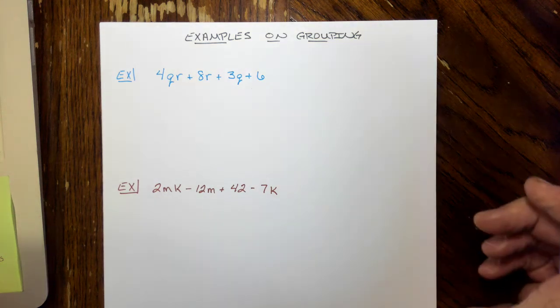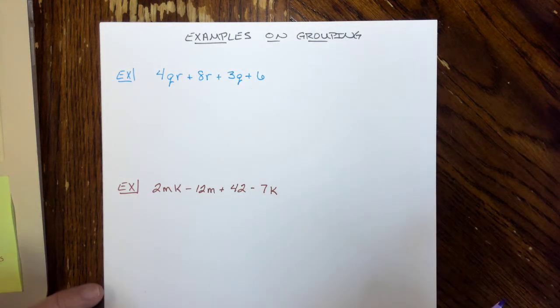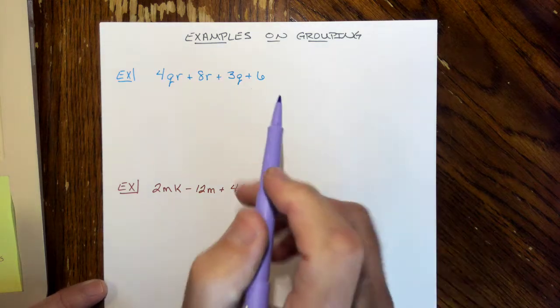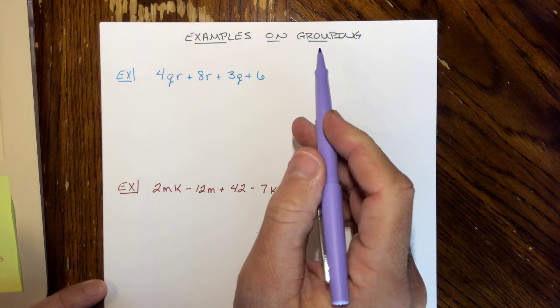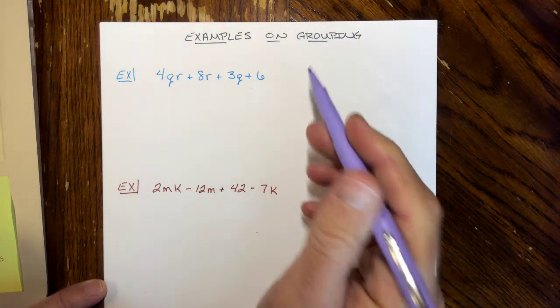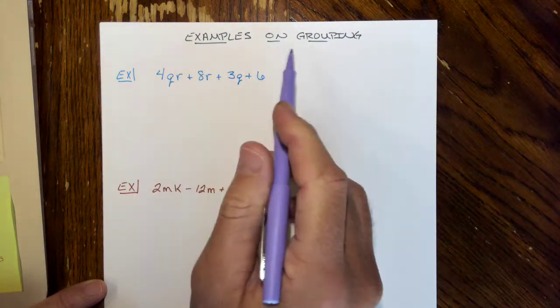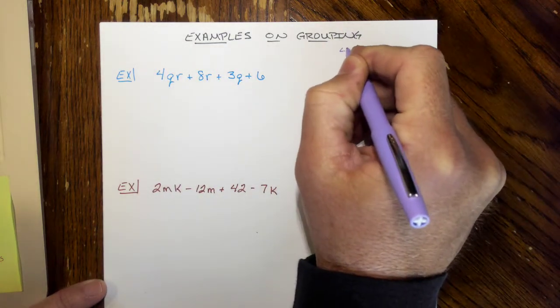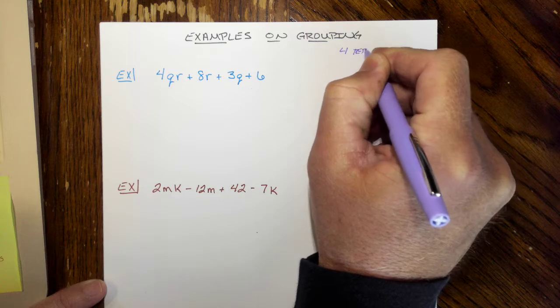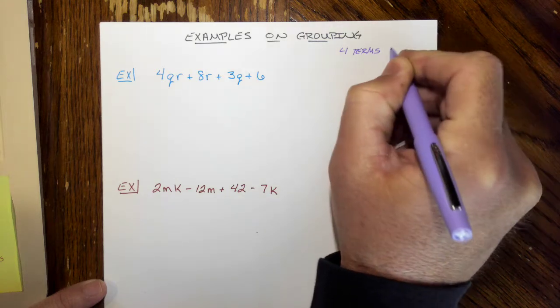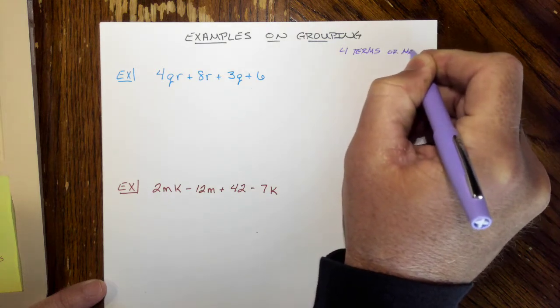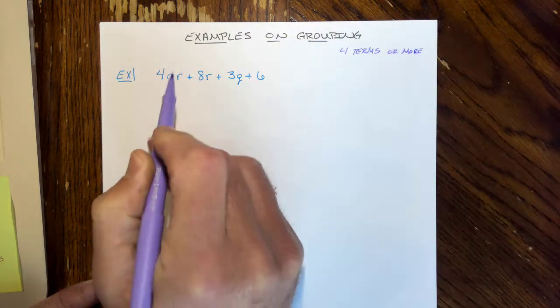I'd like to add two examples to the PowerPoint that's in the Google Classroom for grouping, or factoring by grouping. So when do we use grouping? When there's four terms or more. All right, we got four terms.